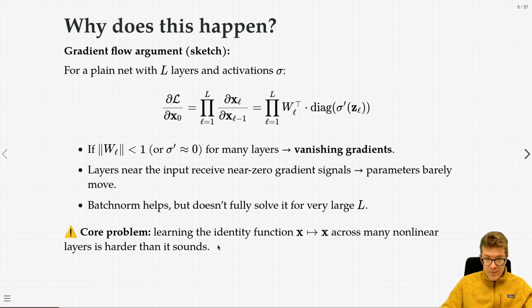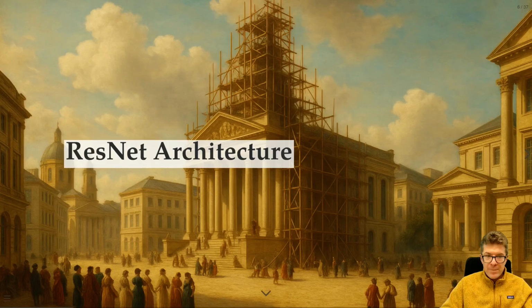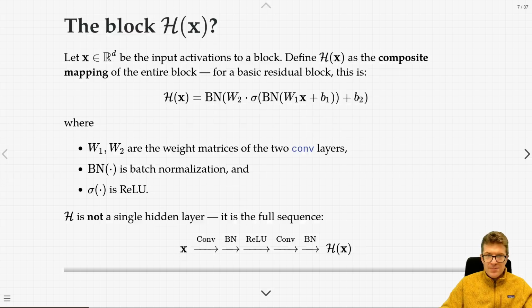So the idea is, I mean, this is a bit abstract. We haven't really talked about this too much, but the core problem, which you can read about in these papers, is that learning the identity function across many nonlinear layers can be challenging. So along comes ResNet. I should have cited the paper right away, but the paper will be in the references.